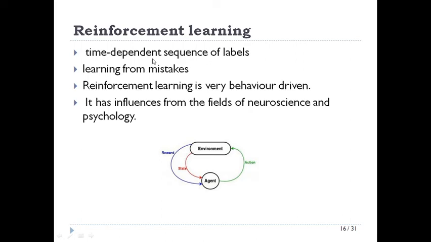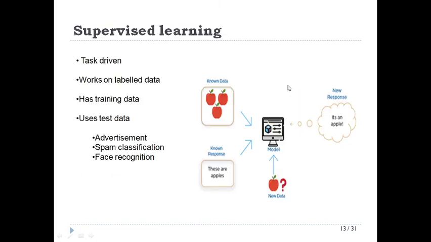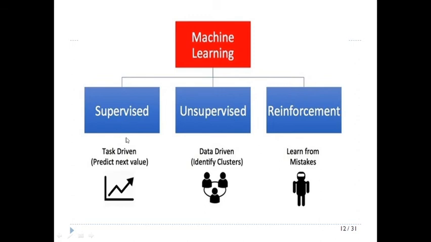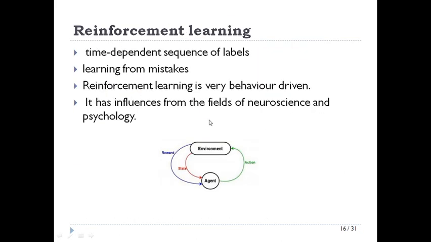So you can say that it works on a time dependent sequence of labels, right? Because slowly it is being labeled, it is not directly labeled. And then we have learning from mistakes, right? Good or bad. Reinforcement learning is very behavior driven. So we have task driven, supervised; data driven, unsupervised; and behavior driven reinforcement learning. It has influences from the fields of neuroscience and psychology, yes, because it is derived from that pattern of cognitive ability.